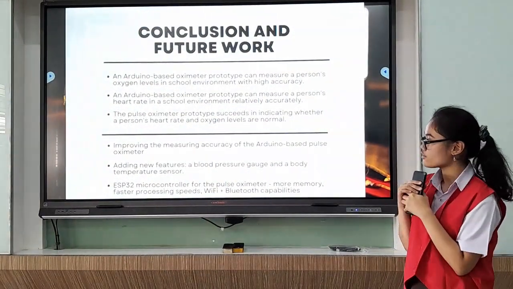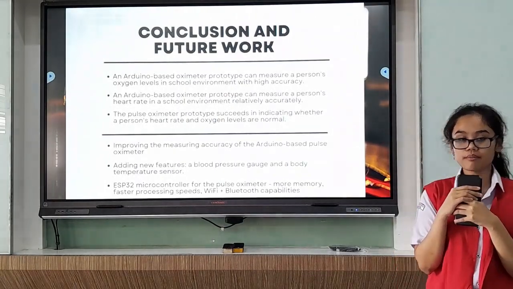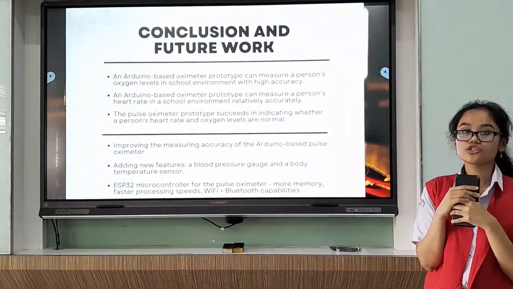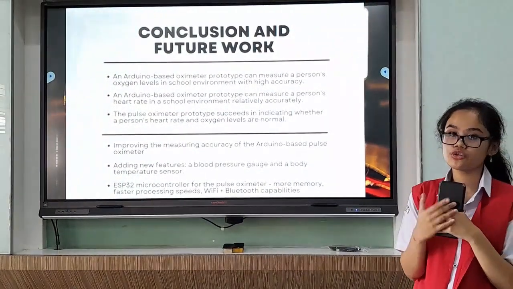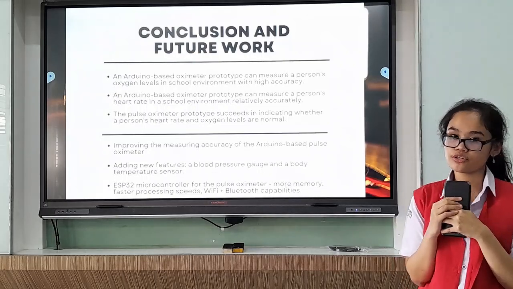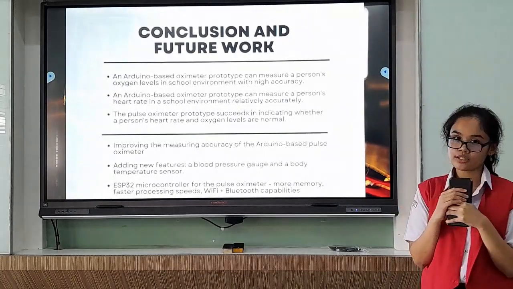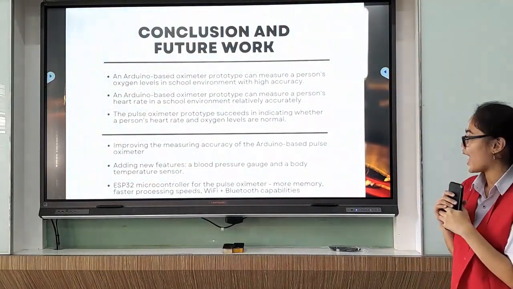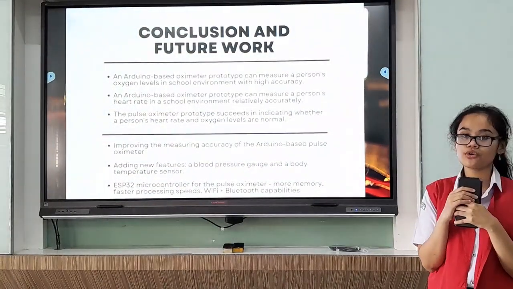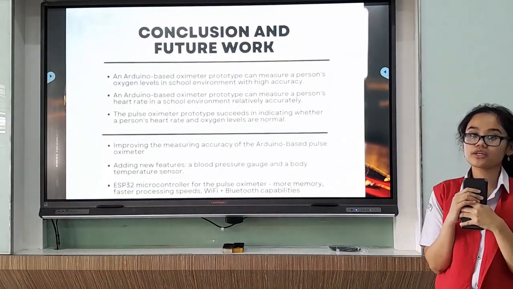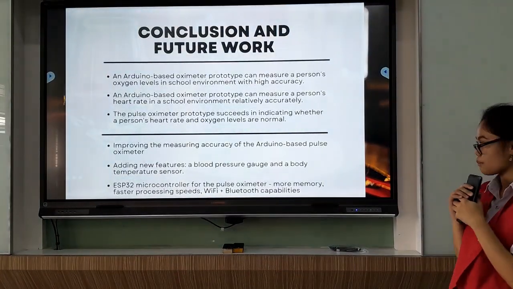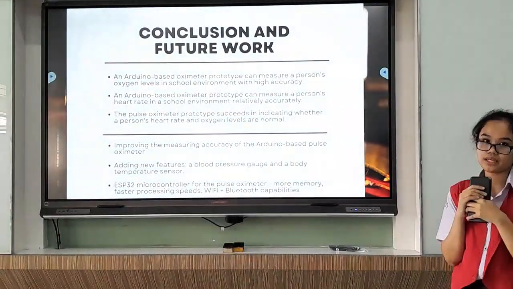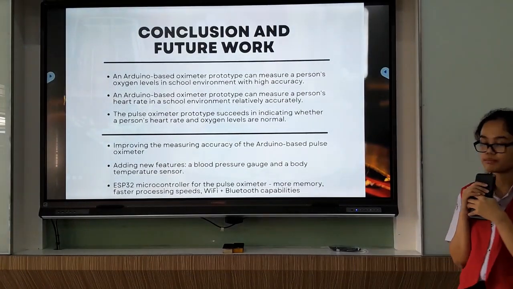And then in the future, this experiment can be made better by improving the measuring accuracy of our Arduino-based pulse oximeter. So in the future, participants can use both the Arduino device and the standard device simultaneously. And then we can add some new features such as a blood pressure gauge and a body temperature sensor. And then we can also replace the Arduino Uno microcontroller with an ESP32 because an ESP32 has more advantages compared to Arduino Uno. It has more memory capacity, it has faster processing speeds, and it has Wi-Fi and Bluetooth capabilities.